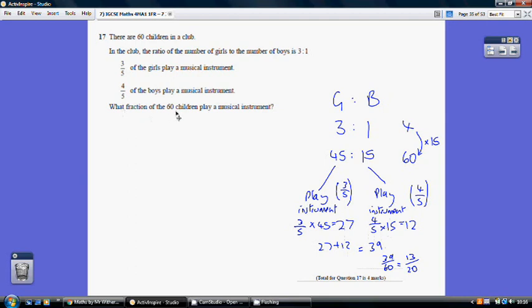We're asked what fraction of the 60 children play a musical instrument, so that's 39 out of 60, which is fine to leave. But if you wanted to simplify it, you can divide top and bottom by 3 to get 13 out of 20. But 39 over 60 would give you full marks, because the question doesn't ask you to simplify the fraction.